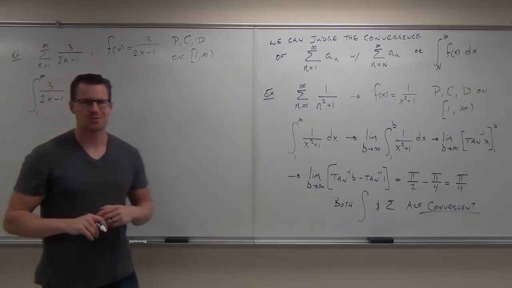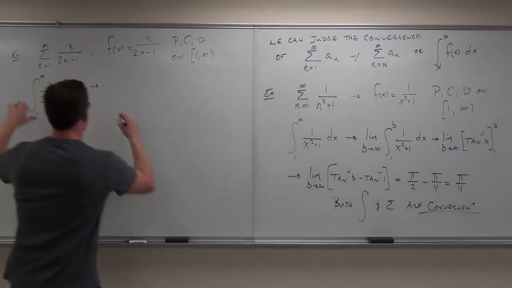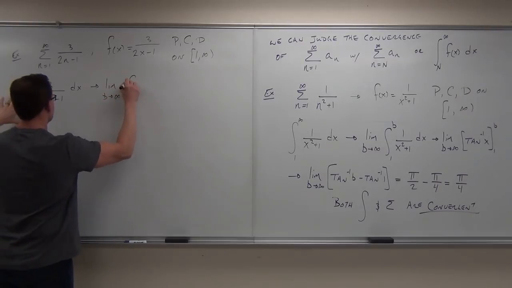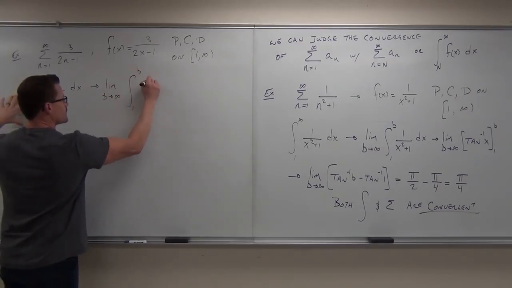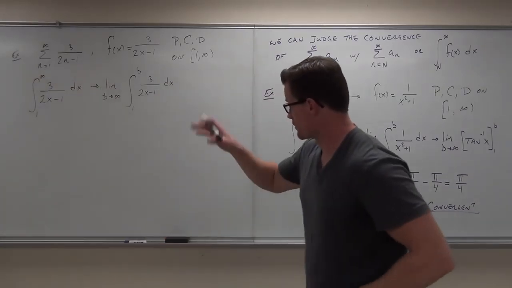Do you guys see how many times you're going to be using limits here? These are all going to be improper integrals. So we're going to have a limit as b approaches infinity from 1 to b of 3 over 2x minus 1 dx. Oh my gosh. It's an easy one. Tell me what we should do with the integral of 3 over 2x minus 1.